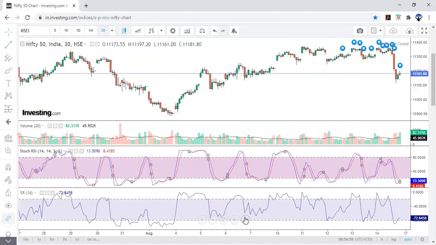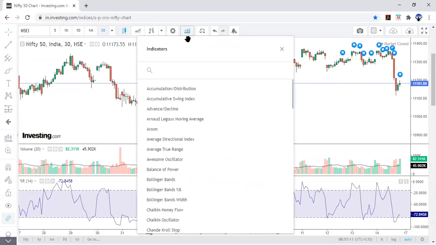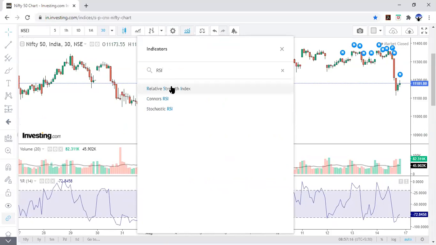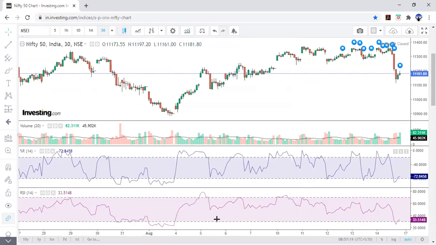The only difference is the range, from 0 to negative 100. It is also used the same as the RSI. Now I am entering RSI here so you can compare it. Now you can check it.